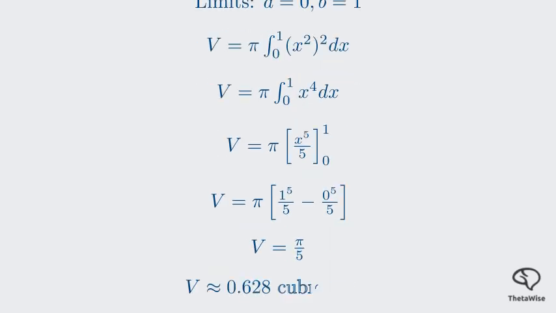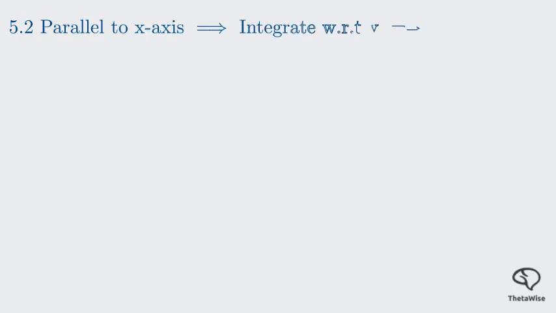The volume is approximately 0.628 cubic units. This was a straightforward application of the disk method. Now let's tackle part 5.2, using a strip parallel to the x-axis. A strip parallel to the x-axis means we must integrate with respect to y. For this, we must use the shell method.